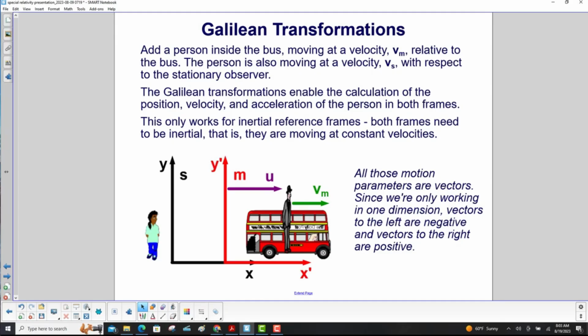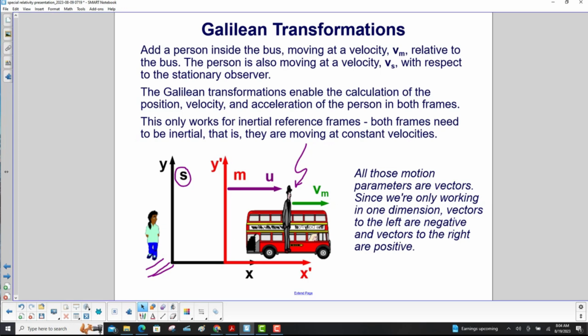One more thing now. We're going to add a person within the bus. And that person moves at a velocity v sub m relative to the bus, because this person is in the moving frame. The person is also moving at a velocity v sub s with respect to the stationary observer. The Galilean transformations enable the calculation of the position, velocity, and acceleration of the person in both frames, the stationary frame and the moving frame. This only works for inertial reference frames.